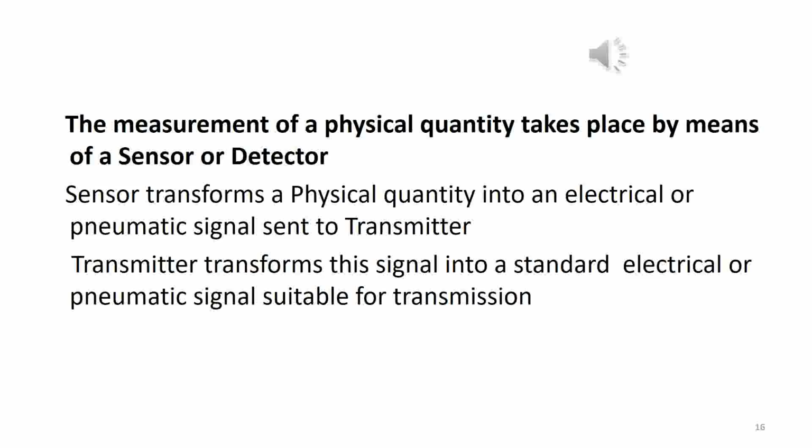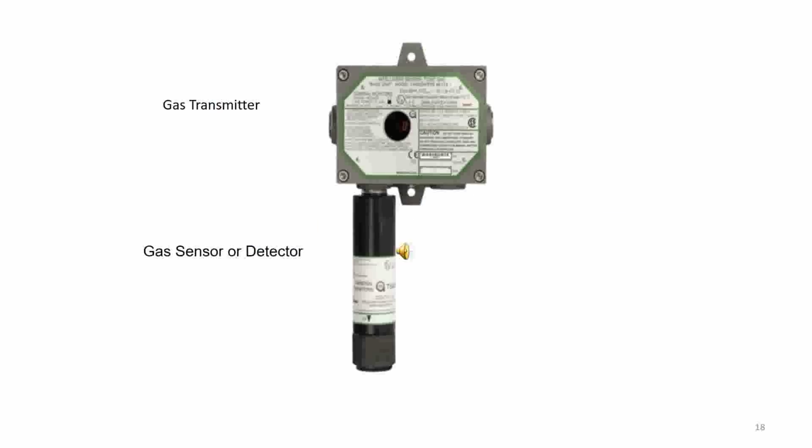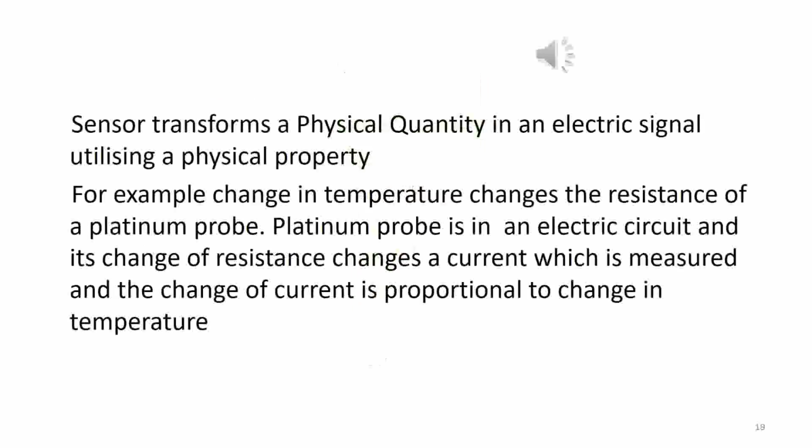The measurement of a physical quantity takes place by means of a sensor or detector. Sensor transforms a physical quantity into an electrical or pneumatic signal sent to transmitter. Transmitter transforms this signal into a standard electrical or pneumatic signal suitable for transmission.